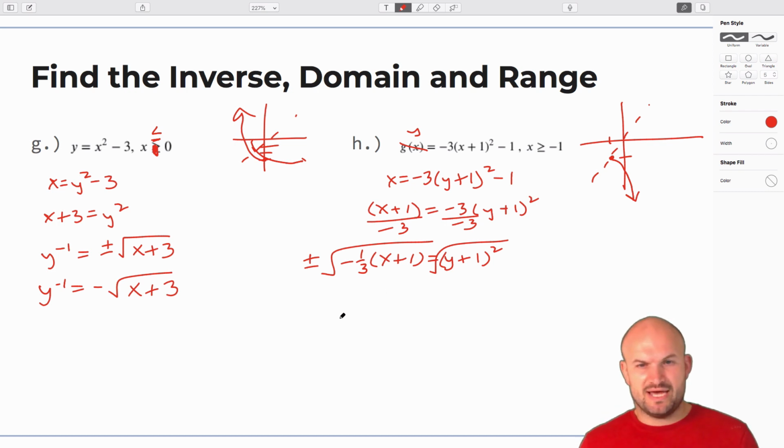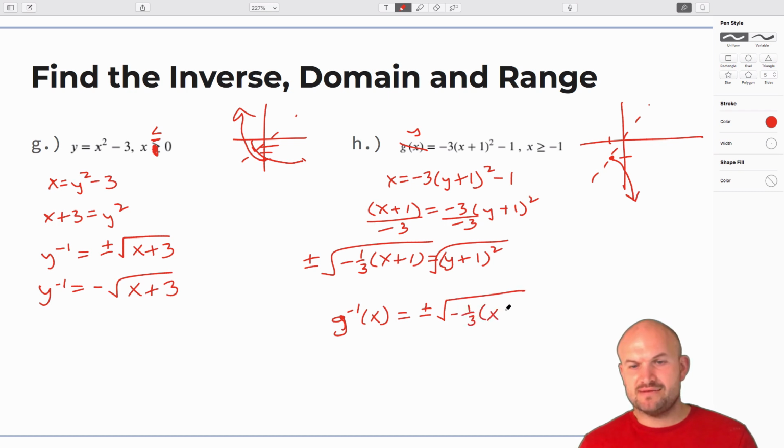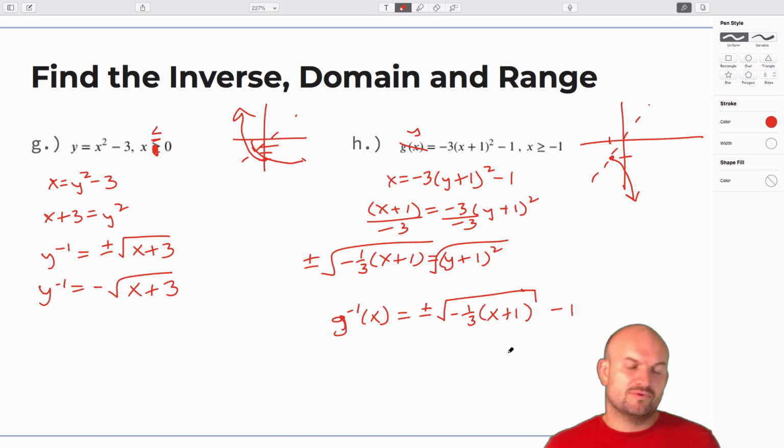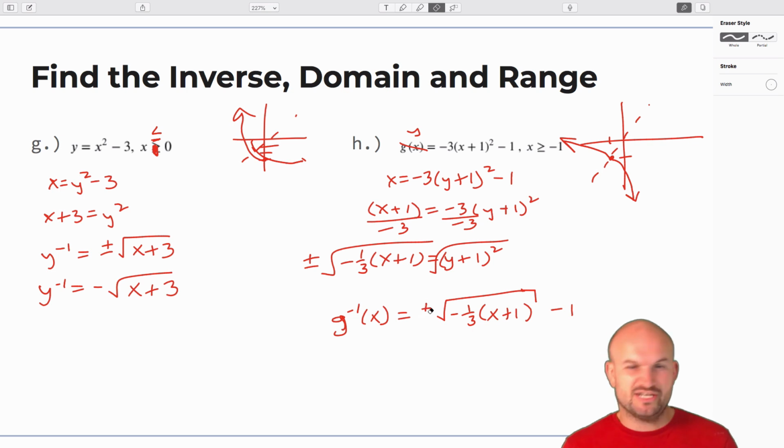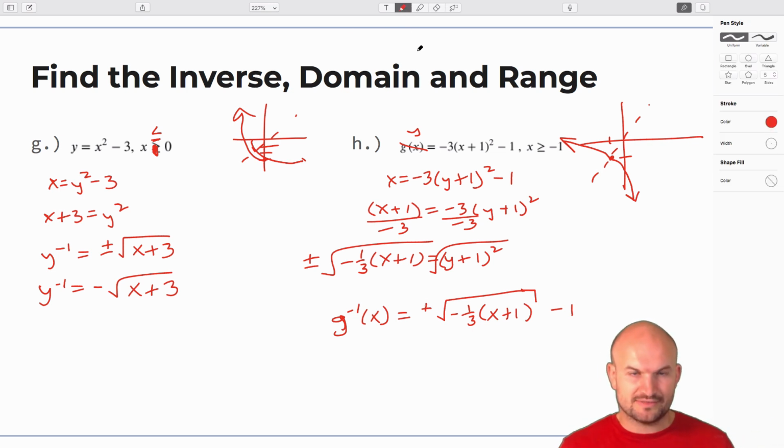So now I'm going to have, let's see, g inverse of x is equal to plus or minus the square root of negative 1/3 times x plus 1 and then minus 1. So now we know that the horizontal stretch is being shifted 1 unit to the left and 1 unit down, right? And it's reflecting, opening down this way. So we could either use the positive version or we could use the negative version. And hopefully you recognize that the positive version of that square root of x is going to work. So therefore, I am just going to erase the negative version and leave it as positive. And you don't really need to keep the positive there. You could just leave it as is.